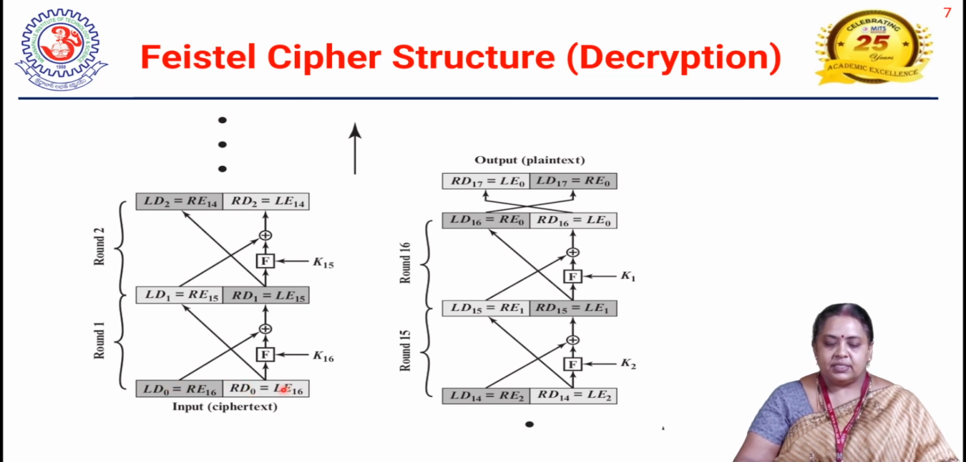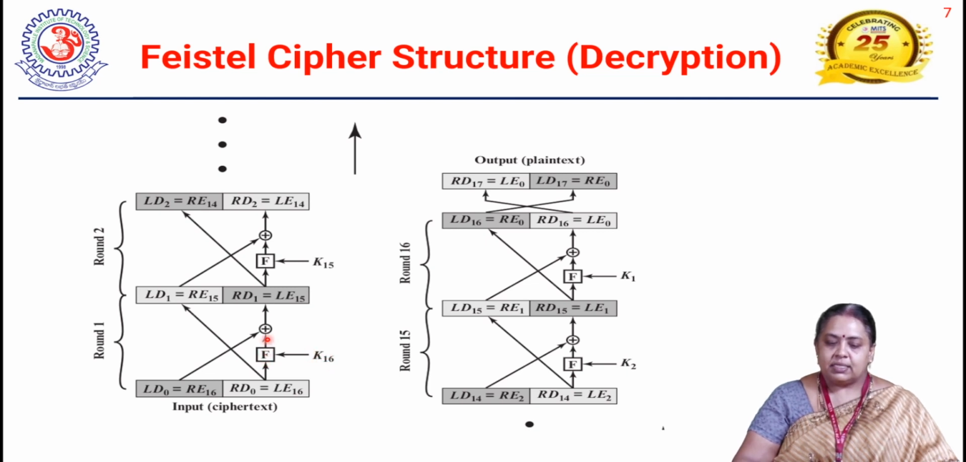This left and right are given to a function. Upon this function we are going to use K16, that is, the last round key is used in the first round in the decryption process. So in the encryption process, in the first round we use key 1, but here we are going to use key 16, that is the last round key.